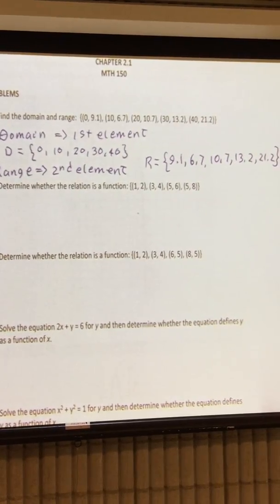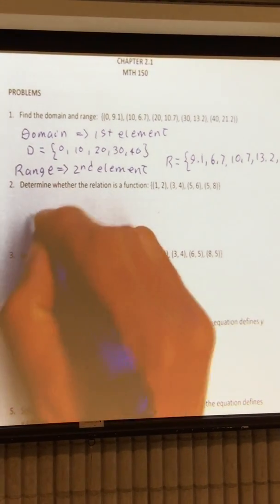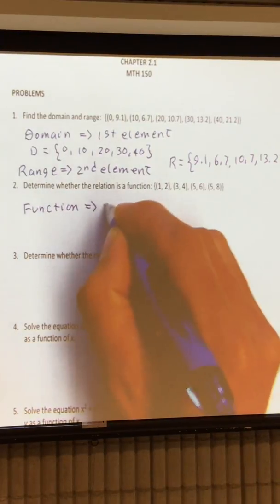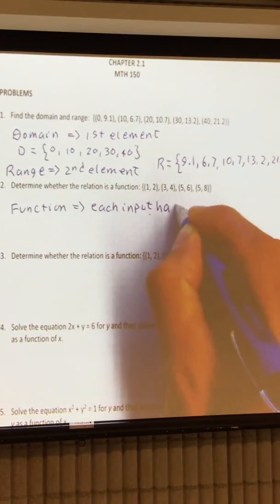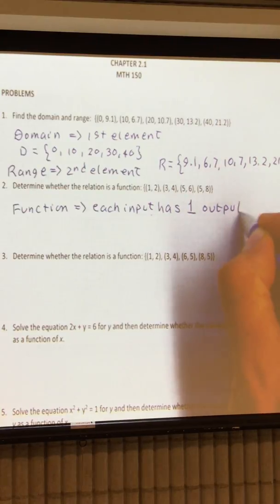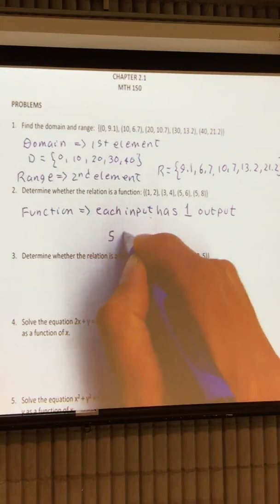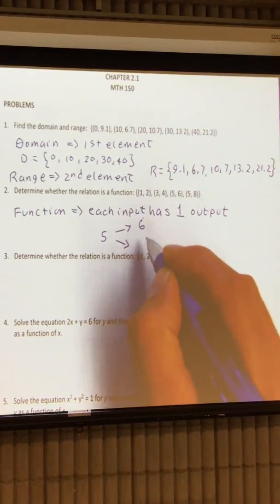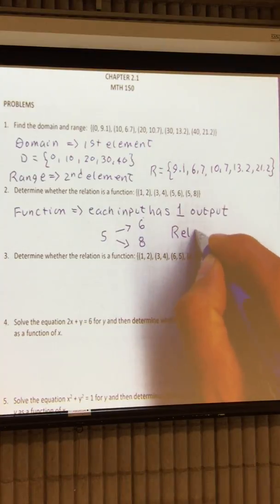Problem 2. Given the following set of ordered pairs, determine whether it defines a function or a relation. To be a function, the requirement is that each input has one and only one output value. And in this set of ordered pairs, the input of 5 has two corresponding output values, one being 6 and the other being 8. So this is not a function and is instead a relation.